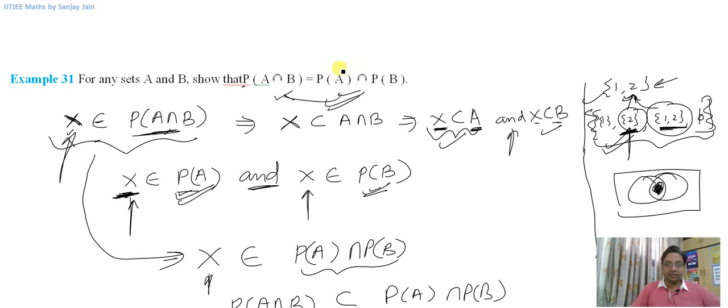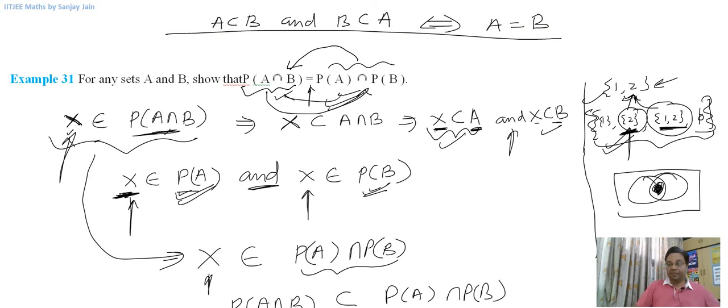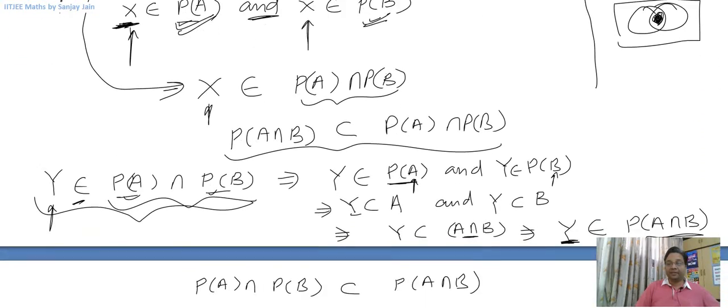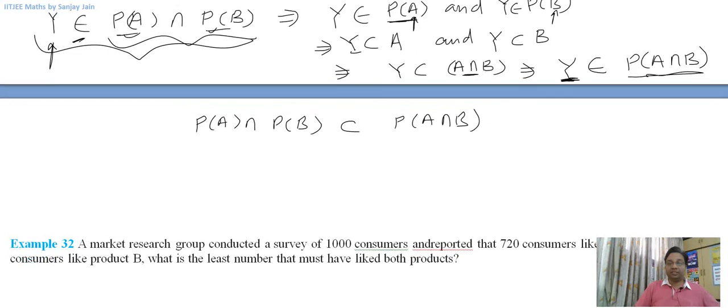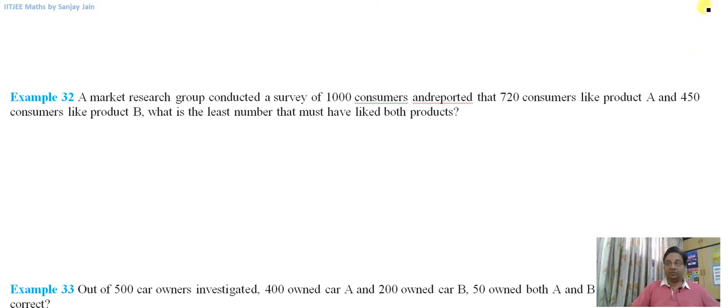So what I have shown you is that this set here is a subset of this set, and this set is a subset of this set, and it can be true only when these are equal. So A is a subset of B and B is a subset of A if and only if A is equal to B. This is the condition for equality of sets. I hope you have carefully listened to each and everything that I have said, and if you have done that, then you would have understood this question.